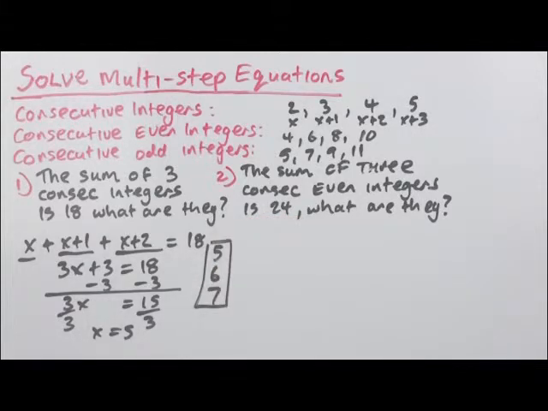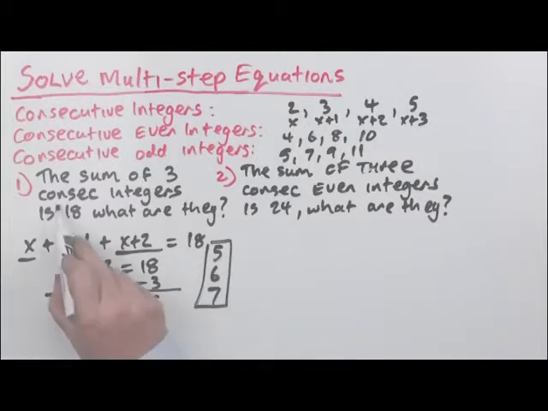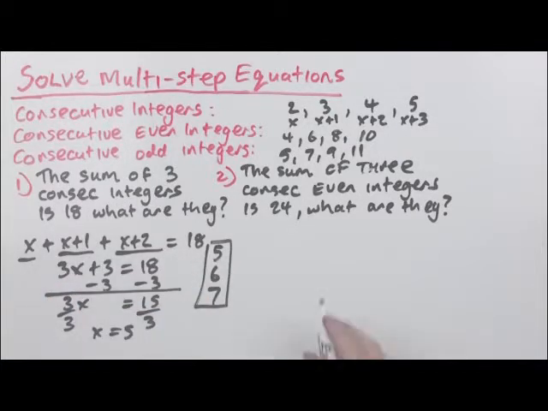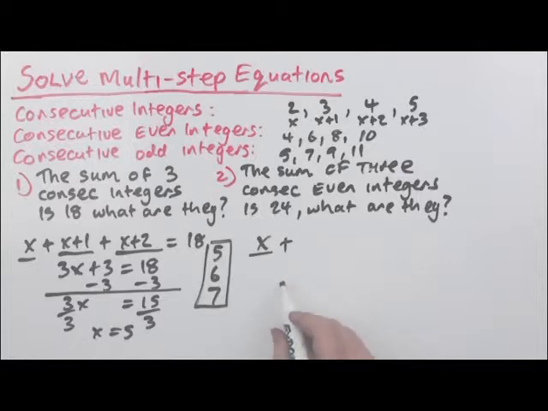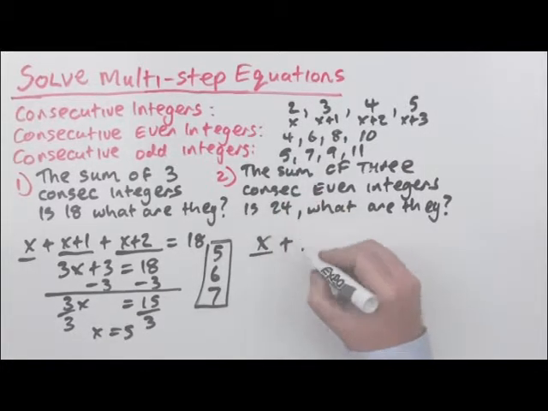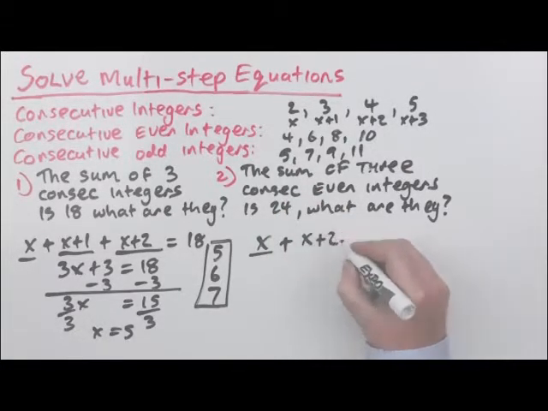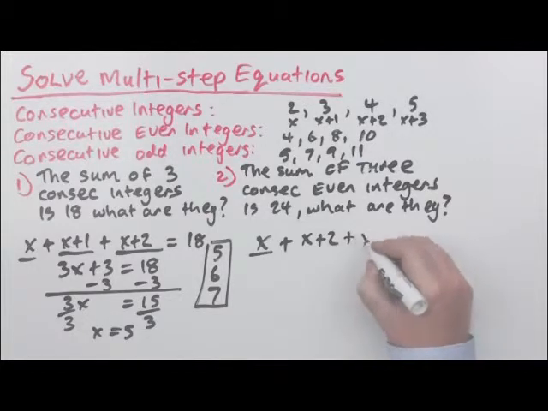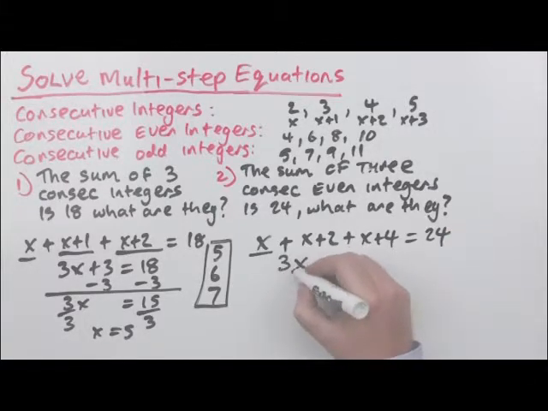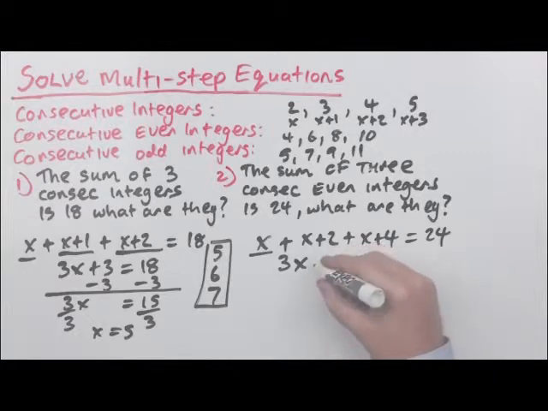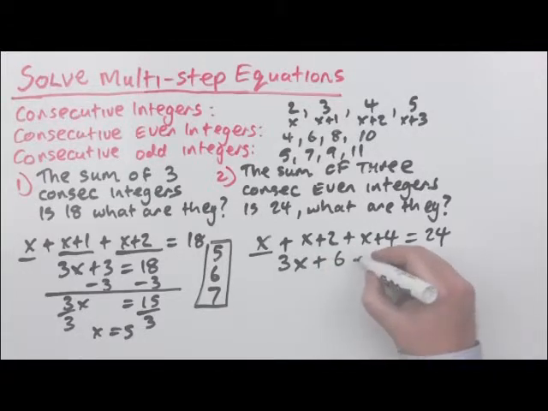The sum of 3 consecutive even integers is 24. What are they? Let's see. So if x is the first integer, the next even number is 2 numbers up, so that's x plus 2. The next number is x plus 4. It's 4 numbers up from the first one. So that is equal to 24. Add all the x's, that's 3x. 2 and 4 is 6, so 3x plus 6 is equal to 24.